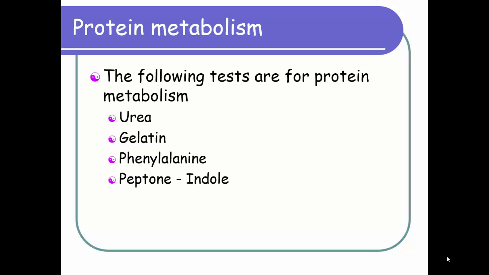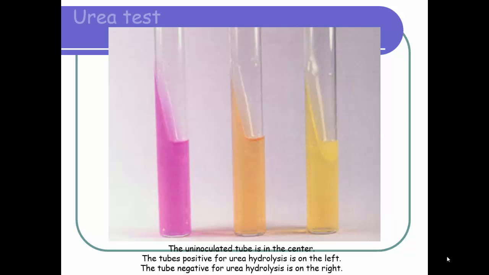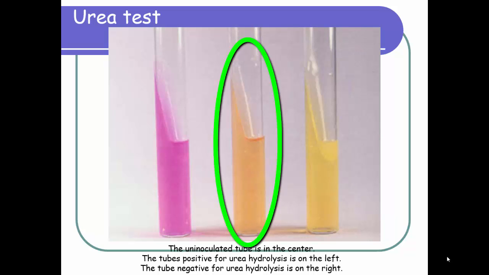Protein metabolism in Lab 6. These following tests are used for protein metabolism: urea, gelatin, phenylalanine, and the peptone indole test. The urea test we buy commercially. The uninoculated tube is in the center. It's kind of a peachy yellow color.